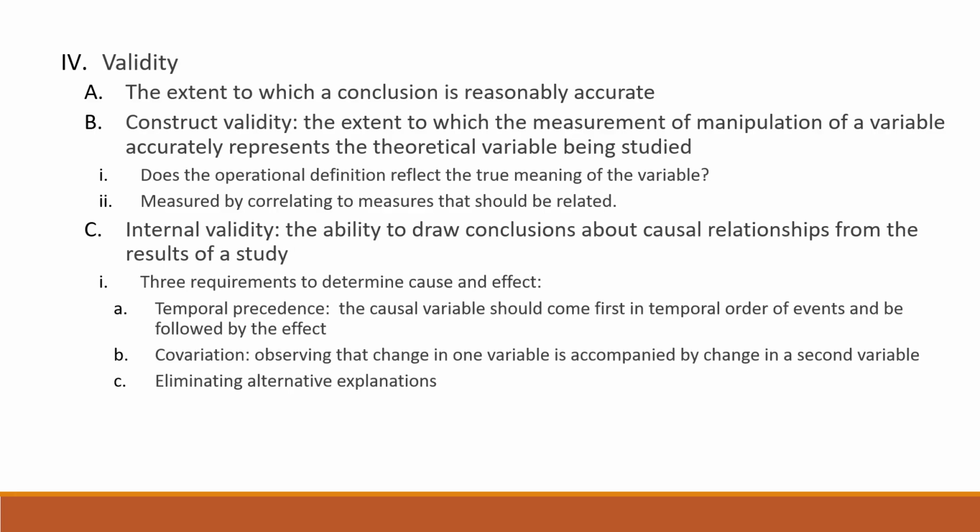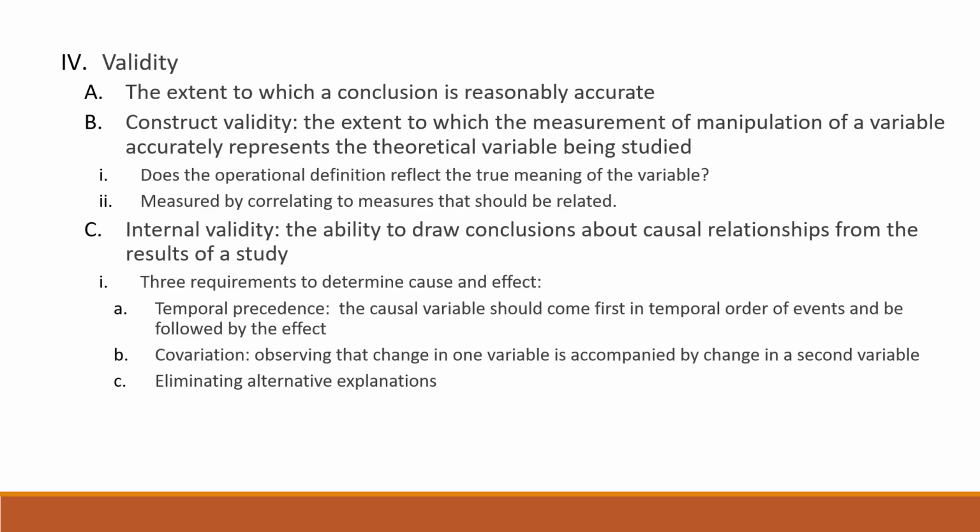Next is internal validity, or the ability to draw conclusions about causal relationships from the results of a study. This is essentially being able to say that A causes B, meaning that it's also limited to true experiments. And to have internal validity, we need three things. First is temporal precedence, which is the idea that the causal variable should come first in temporal order of events and be followed by the effect. So if stress causes illness, stress needs to be present before the illness. A needs to come before B if A causes B.